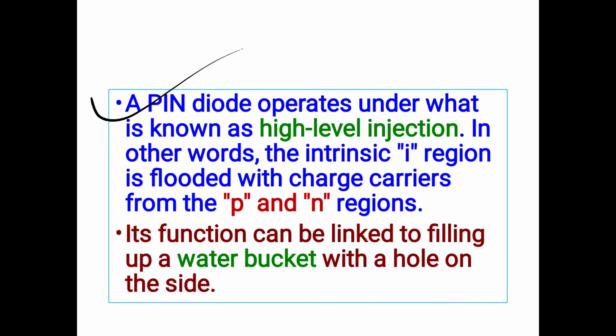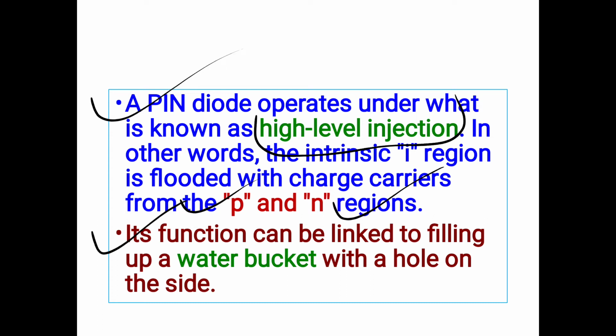A PIN diode operates under what is known as high level injection. This is the basic principle of how the PIN diode is going to operate. In other words, the intrinsic I region is flooded with the charge carriers from the P region and the N region. High level injection means that the number of free charge carriers, that is, the number of holes from the P region and the number of electrons from the N region, is going to be filled inside the I region. So it will be flooded with the free charge carriers.